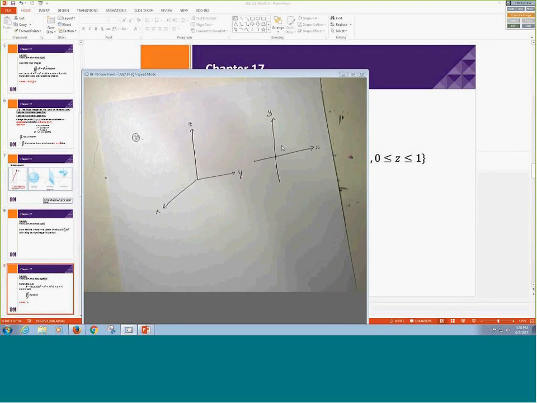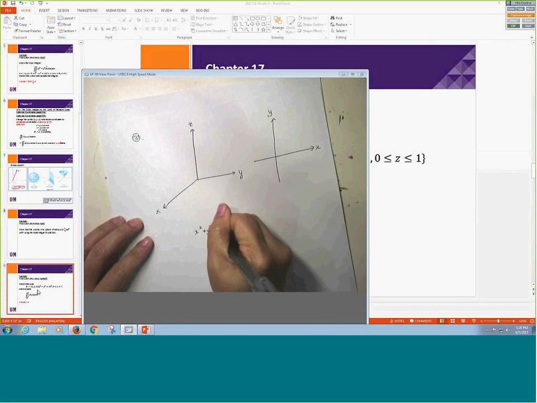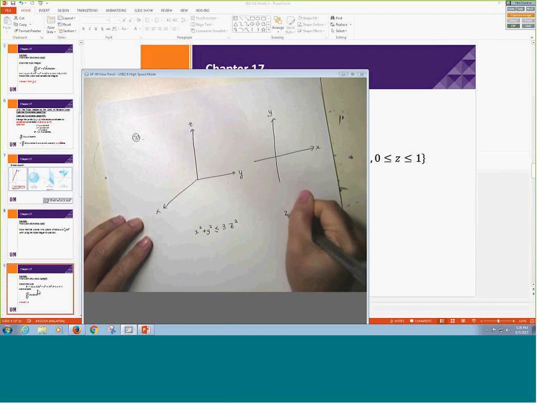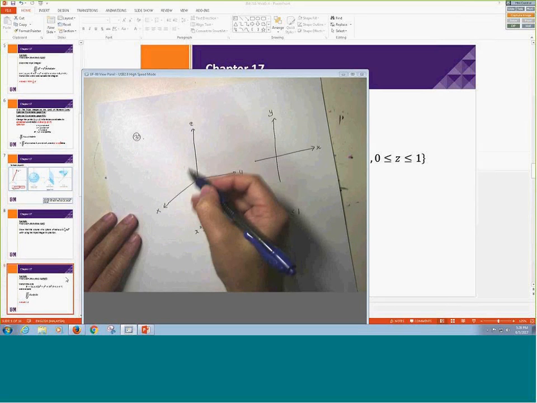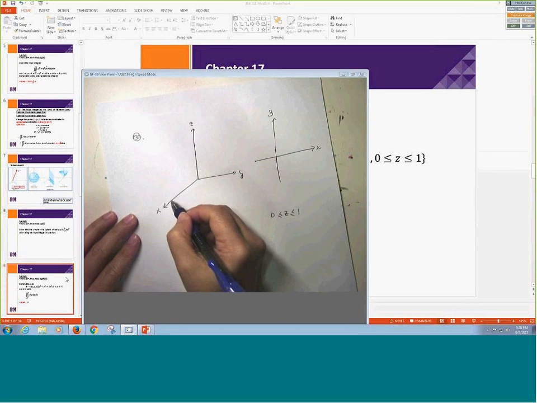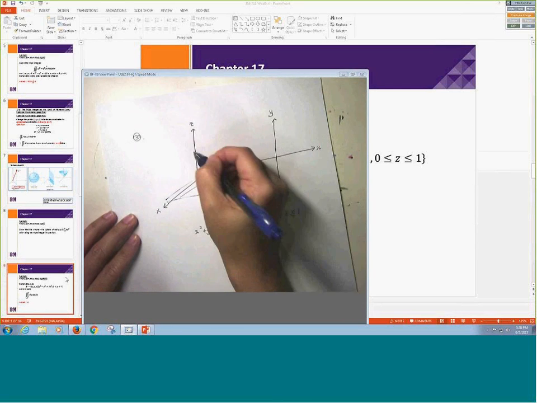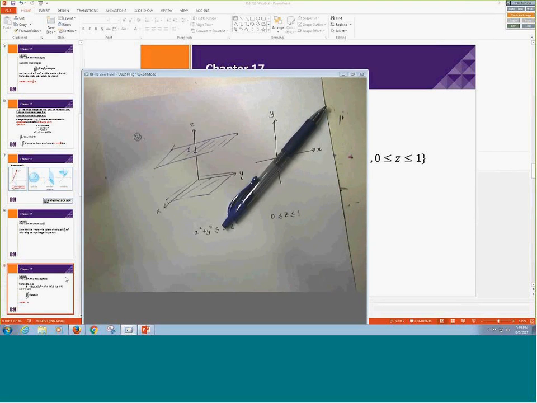Okay, so the question: x squared plus y squared less than 3z squared and z from 0 to 1. When z is 0 to 1, it means your surface is covering from z equals 0 until 1. So the level is until here. You have the plane that covers from 0 to 1.